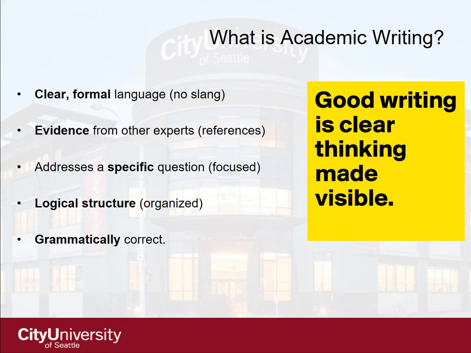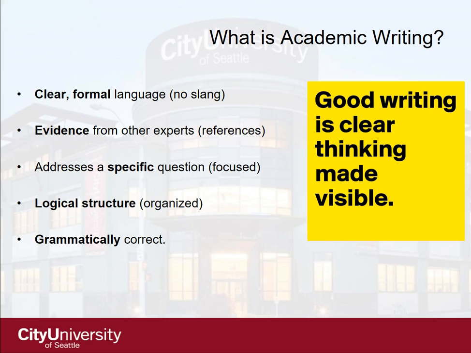So, what is academic writing? It's good, clear writing. Good writing is clear thinking made visible. I love this graphic there. Academic writing is clear. It's formal. There's no slang in it. Ain't no slang in academic writing. Evidence from other experts. There are references involved. This statement is evidenced by, for example, addresses a specific question, that it's focused. It doesn't ramble on. Academic writing is not creative writing. It is logically structured, and it is grammatically correct.